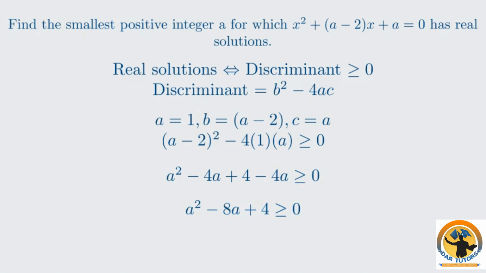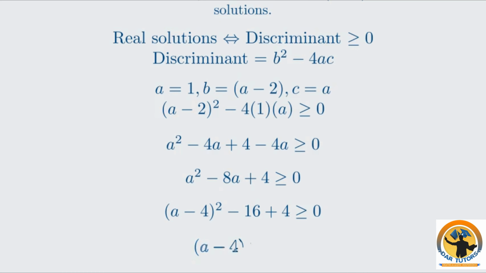To solve this quadratic inequality, we can complete the square. We rewrite a squared minus 8a as (a minus 4) squared minus 16. So the inequality is (a minus 4) squared minus 16 plus 4 is greater than or equal to 0. Simplifying this gives us a squared term on one side. We get (a minus 4) squared is greater than or equal to 12. Now we take the square root of both sides.